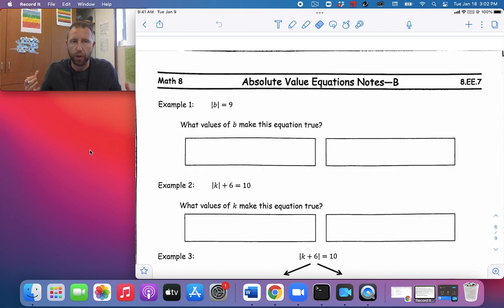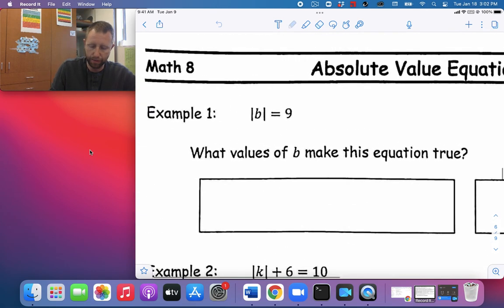So first off, what is absolute value? Absolute value, we use these symbols here, these two vertical lines, and it means a distance from zero. So this equation here, for example, number 1 says the absolute value of b is equal to 9. So really what that means is b, the distance it is from 0, is equal to 9. So the question is, what values of b make this equation true? So think, what is 9 away from 0?